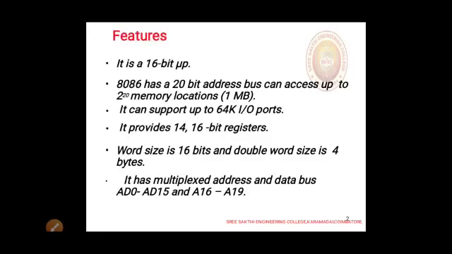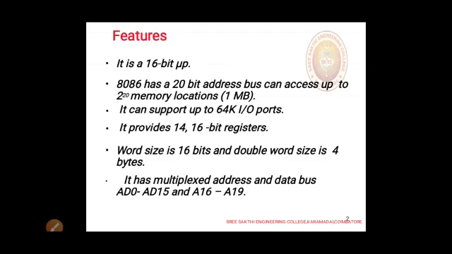Why do we go with the 8086 architecture? The 8085 is an 8-bit microprocessor with low speed, low memory addressing capability, a limited number of general purpose registers and a less powerful instruction set. That's why we go with the 8086 architecture. It is a 16-bit microprocessor.